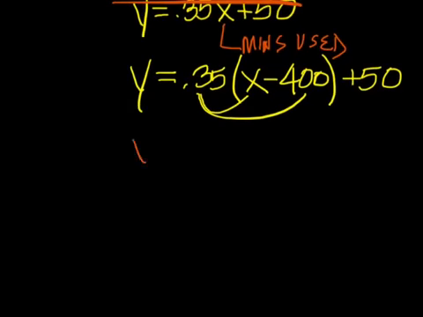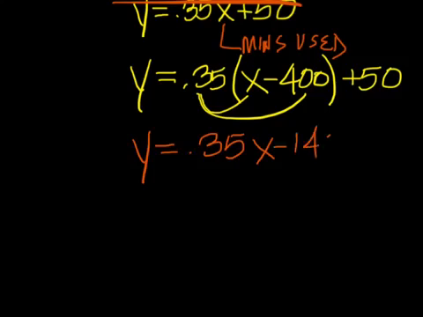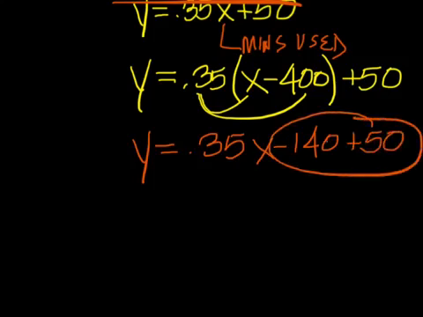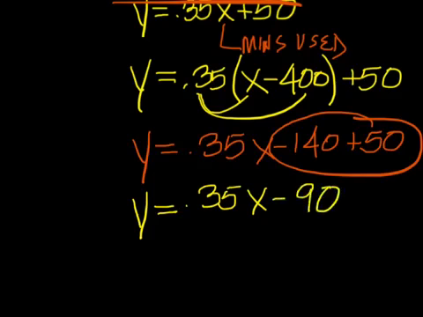0.35 times x is 0.35x. What's 0.35 times minus 400? Minus 140, yeah, and then we have our plus 50. What is this back end here simplified? Minus 90. Yeah, 0.35x minus 90.